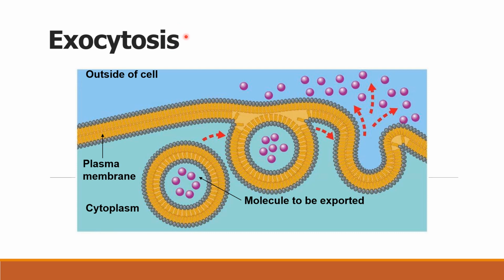There's another type of transport known as exocytosis, exo coming from the word exit. Exocytosis takes place within a cell. Let's say this cell has a large bulk of molecules that need to be exported out of the cell. The cell is going to place those molecules in a vesicle, and as you can see, this vesicle gets really close to the plasma membrane. It merges with the plasma membrane, and the plasma membrane allows those molecules to exit out of the cell.